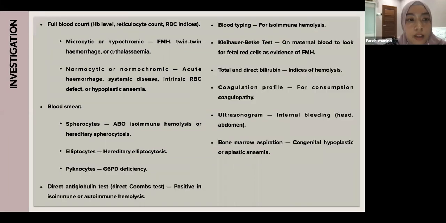Okay. So, how to investigate a case of neonatal anemia? So first, very important, you must do full blood count. We check the hemoglobin level to confirm they are anemic or not. Check the reticulocyte count to check whether there is any compensatory reticulocytosis, and of course RBC indices, because as I said before, if it is a chronic case of blood loss, for example, they can come with hypochromic microcytic. If it is acute, they can come with normochromic normocytic anemia.